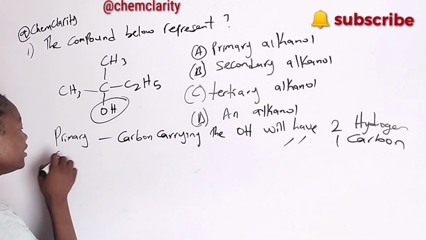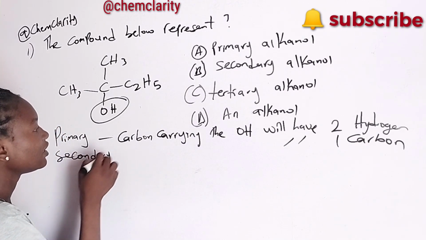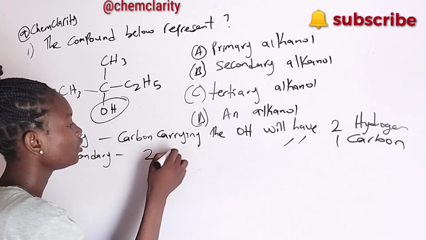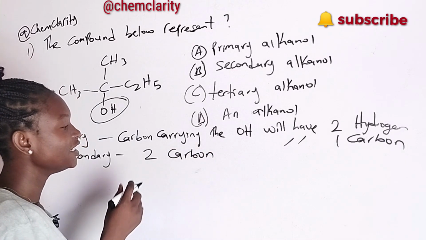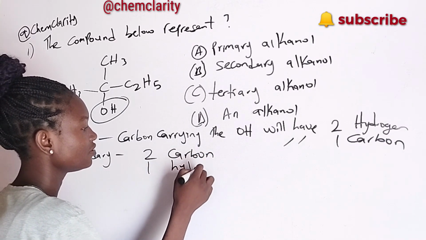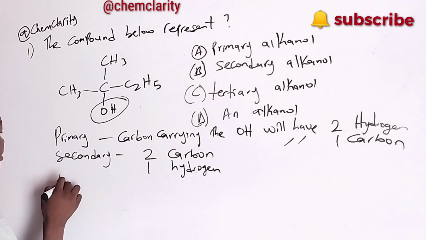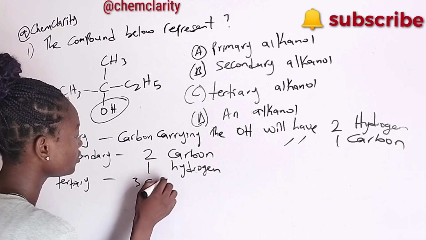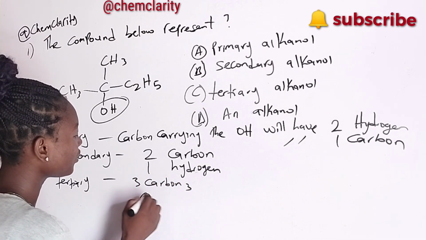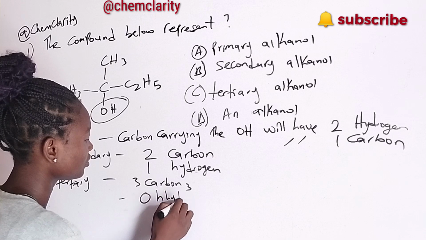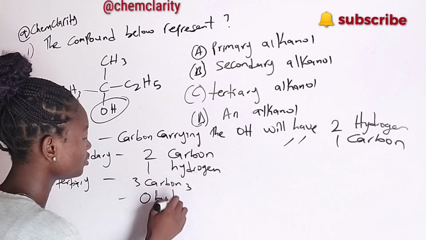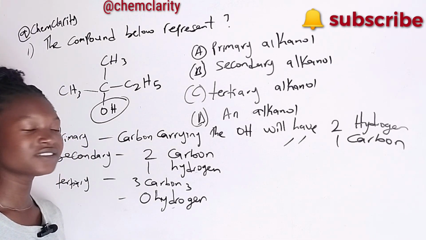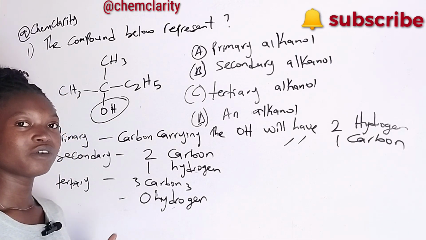Then for secondary, if it is secondary, the carbon carrying the OH, we have two carbons, and it will have one hydrogen. Then for tertiary, the carbon carrying the OH, we have three carbons and zero hydrogen. So zero hydrogen. So that's how to identify the class of a particular compound.